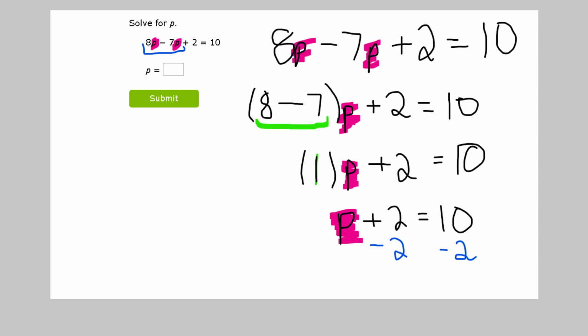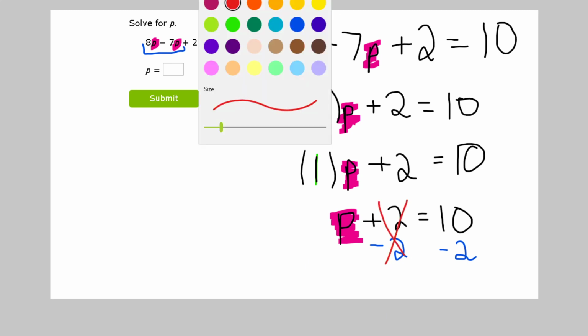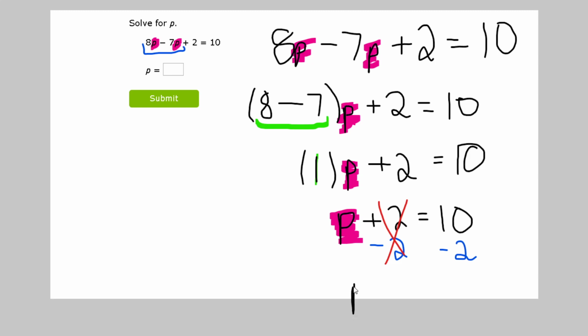So since 2 minus 2 is 0, these go away. And it leaves us with just p is equal to 10 minus 2, or 8. So p is equal to 8. And that's how you solve these.